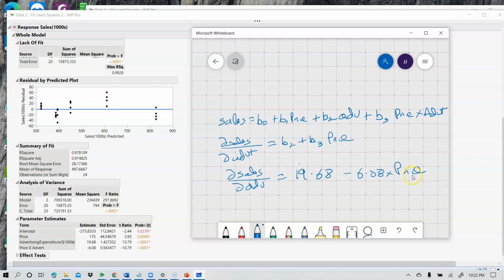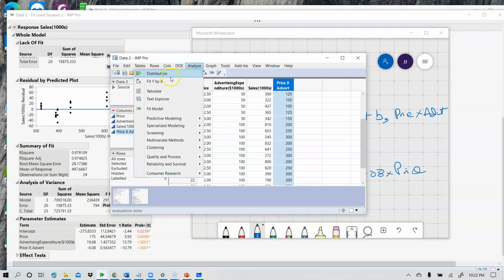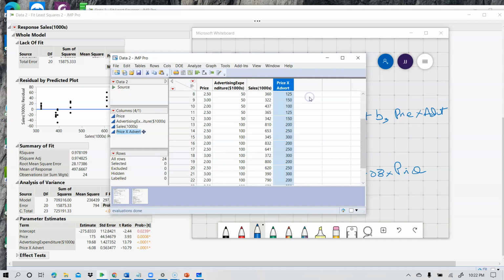So the convention is that we would now insert the mean value of price here in our analysis, and then we can see how much is the impact of ad spending on sales, factoring in the interaction between ad spending and price. So let's look at the mean value of price, and for that we can go back to our data table, and then go to analyze, and look at the distribution. We can actually look at the distribution or mean of both our independent variables. So I'm going to include my price and ad spending as Y columns and click OK.